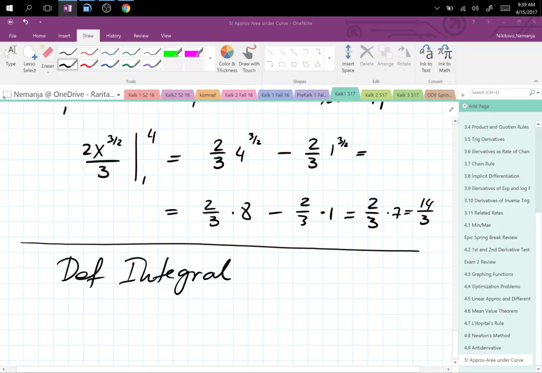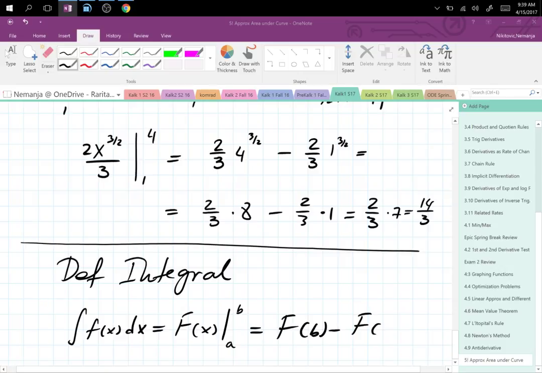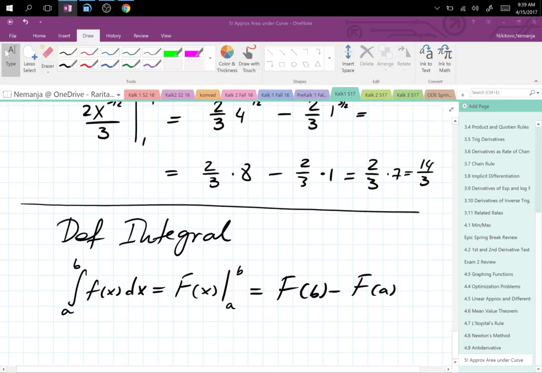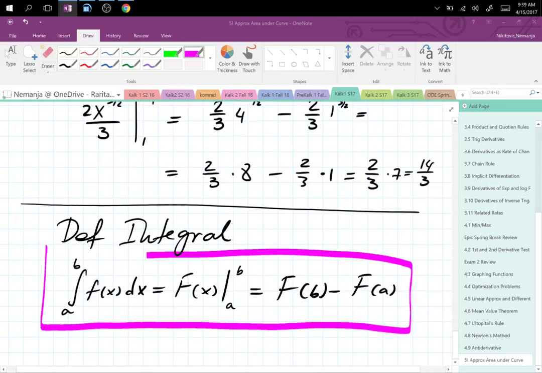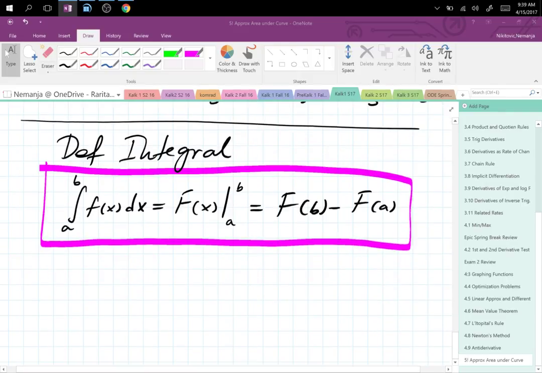Now this is already 5.3, but I'll go back to 5.3. So the integral of f of x dx is equal to any antiderivative: compute the upper limit and then subtract the lower limit. That's how you compute it. All right, now back to 5.1.